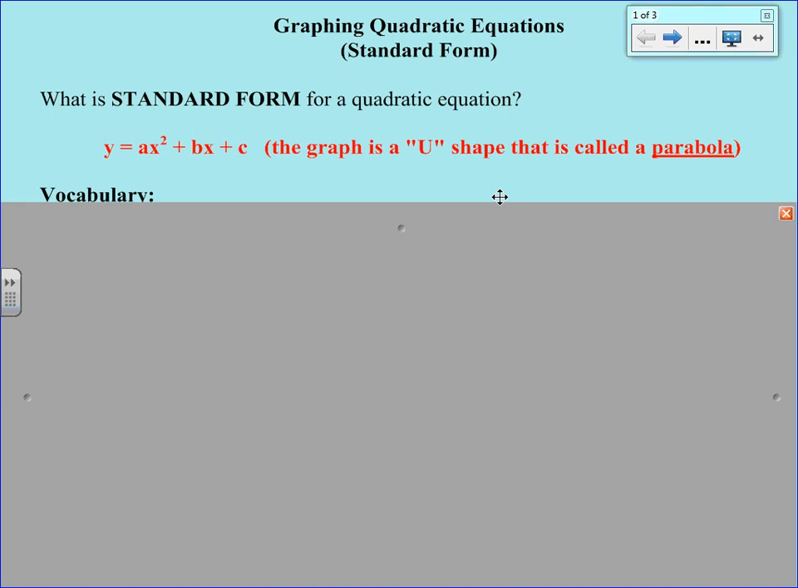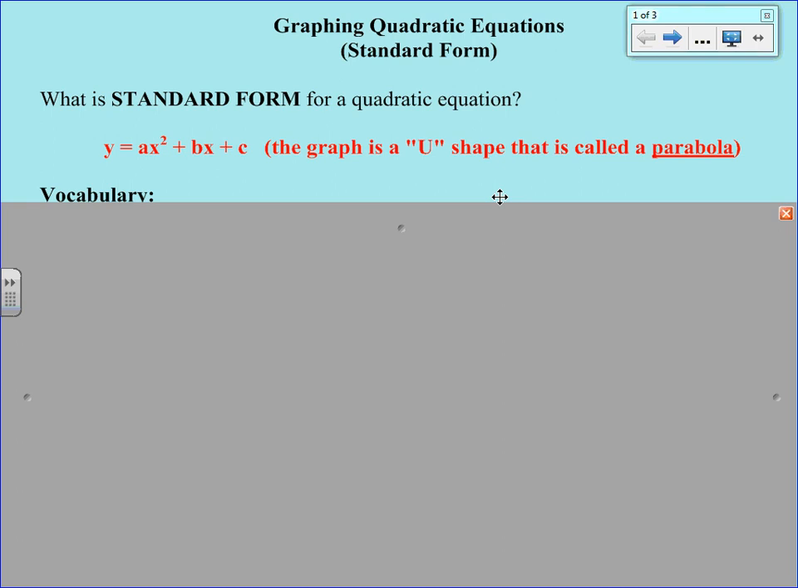Not quite a U, but that's probably the closest letter that it resembles. And we call it a parabola. So as I refer to the graph, you can either call it a quadratic or you can call it a parabola. Those two words are interchangeable. There is some vocabulary that you need to be familiar with when you're talking about quadratic equations.